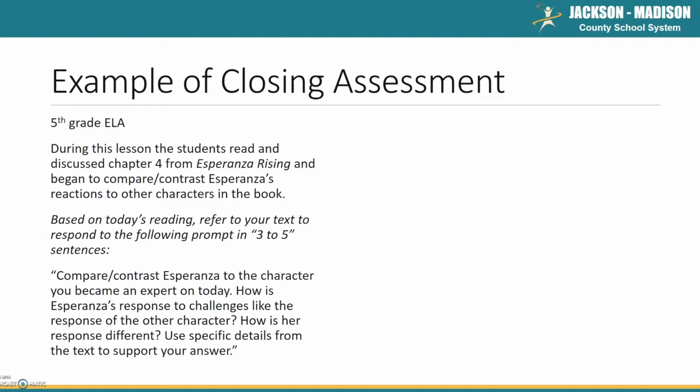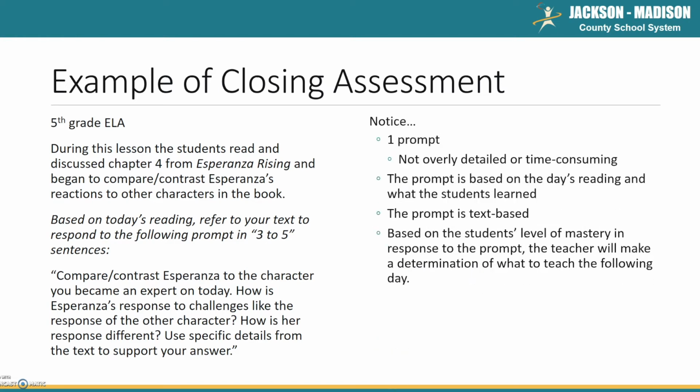Here is an example from a 5th grade ELA lesson on Esperanza Rising. Students are asked to respond to a prompt with 3 to 5 sentences. Using specific details from the text, students are asked to compare and contrast the characters from the reading. Again, the closing assessment is not overly detailed or time-consuming. It is text-based, and the student's level of mastery can be determined based on the response to the prompt.